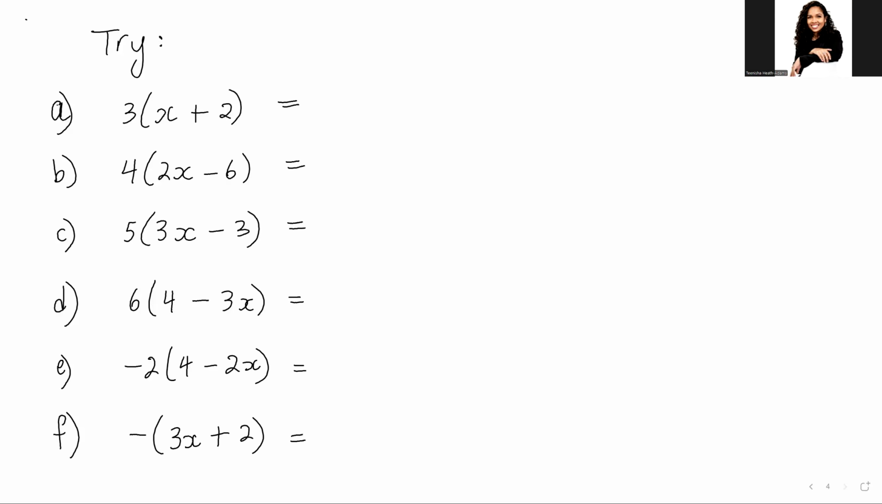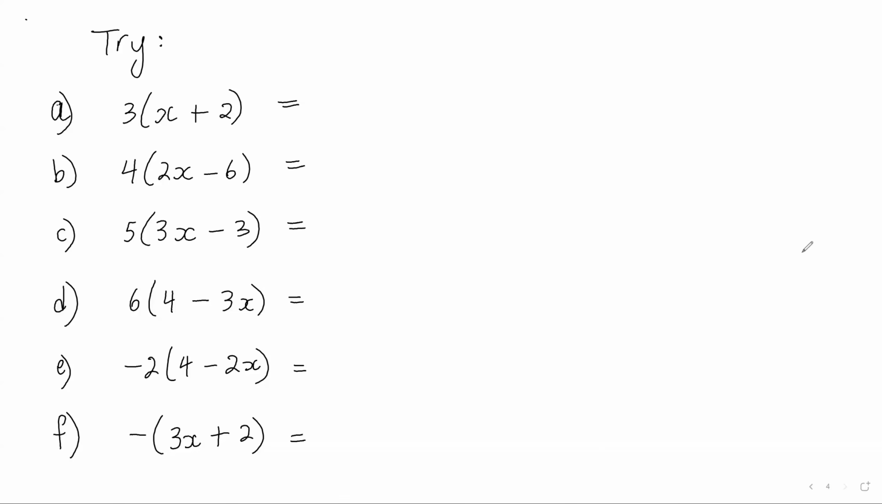Let me just pause the recording for a while. Okay, guys. What you sent looked good. Everybody seems to understand the hang of it, right? So 3 times x plus 2 will be 3 times x plus 3 times 2. So that will be 3x plus 6. 4 times 2x minus 6 will be 4 times 2x, which is 8x. And then 4 times minus 6, which is minus 24.